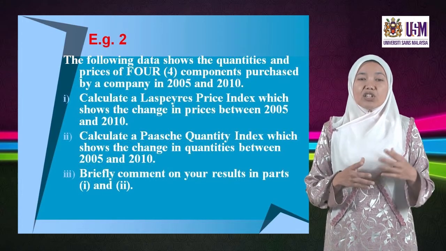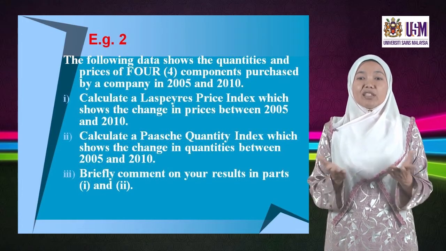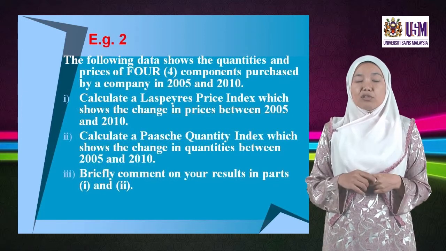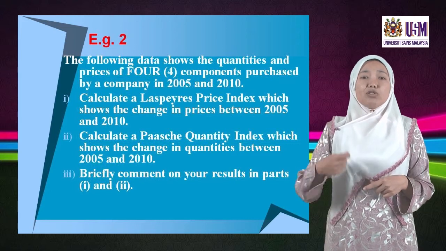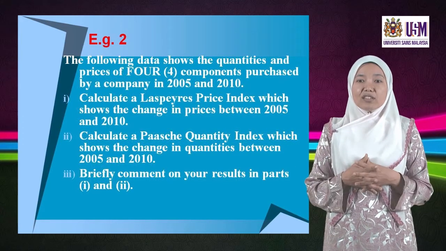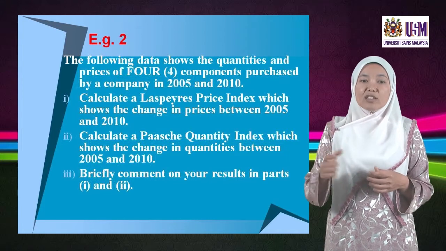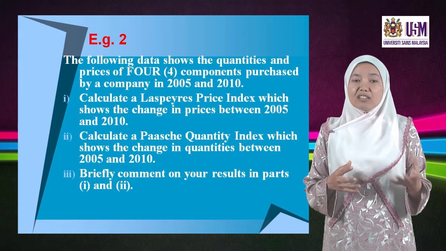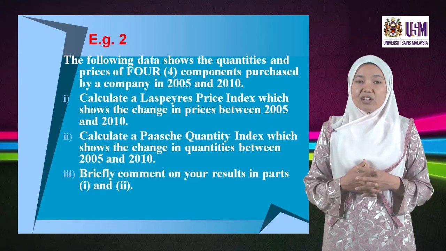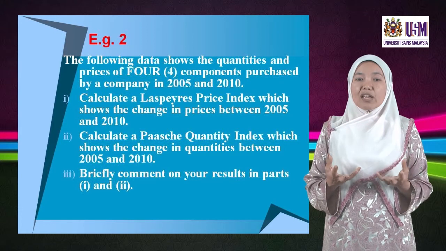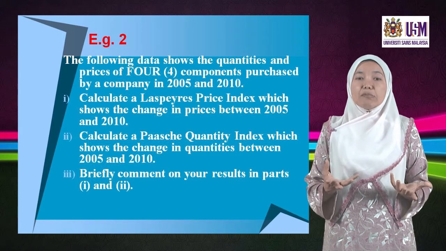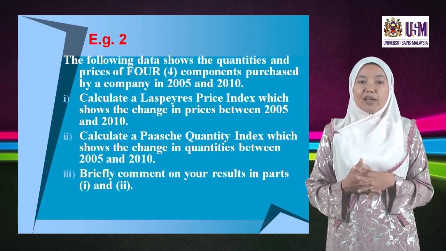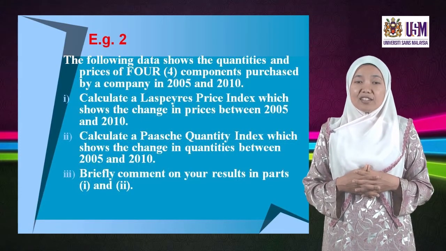In this case, the question is asking you to calculate a Laspeyres price index, which shows the change in price between the two years, 2005 and 2010. Then we are going to do the same thing, but this time using the Paasche quantity index, to show the change in quantity. And of course, at the end of the day, whatever we do statistically under quantitative economics, you must always interpret your results. What does it mean, whatever you calculated just now in part one and part two? So let's have a look at the data now.